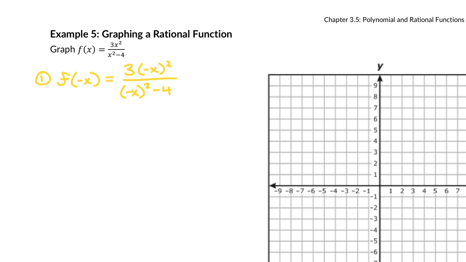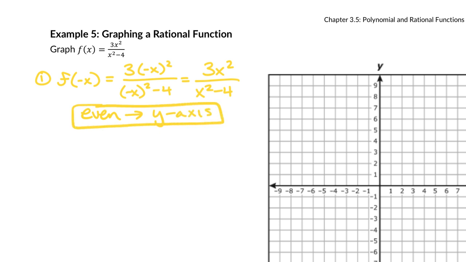Now, what is negative x, in parentheses, squared? Just x squared, right? So the top is just 3x squared. What about the bottom? Wouldn't that be x squared minus 4? Okay, compare what we got at the end of the yellow step to what we started with. It's the same. Since it's the same, that means it's an even function and that we have y-axis symmetry. So anything I plot on one side of the y-axis has an additional point on the other side of the y-axis. It should be foldable, basically, along the y-axis.